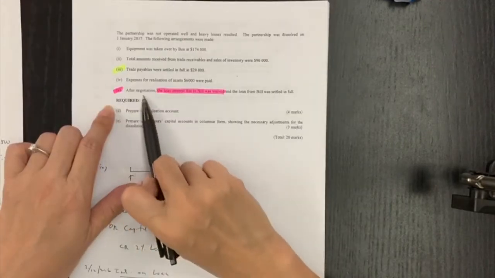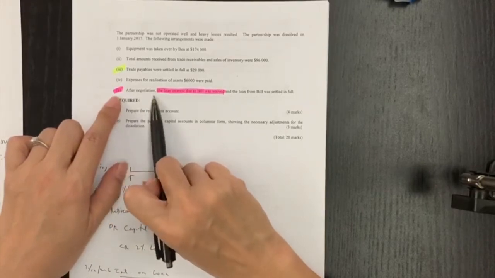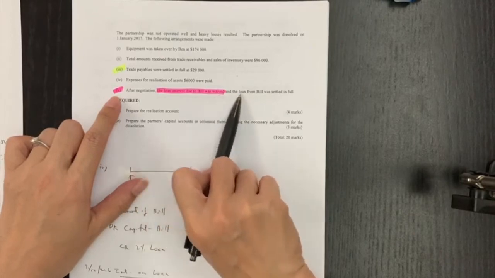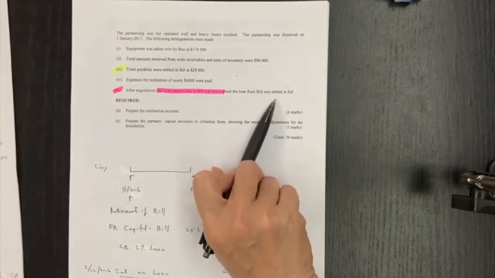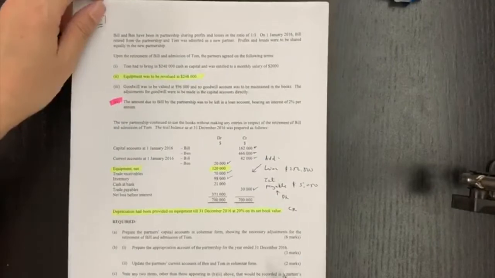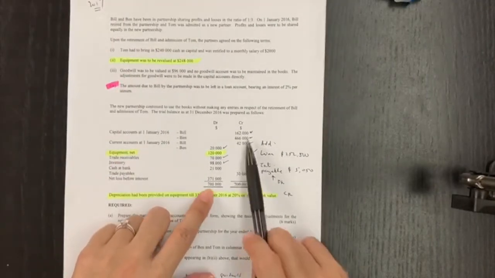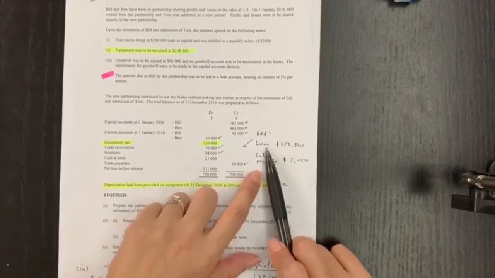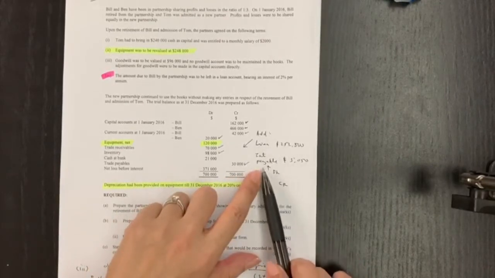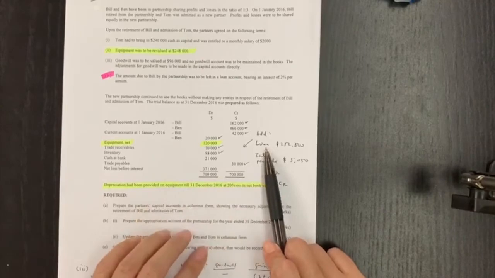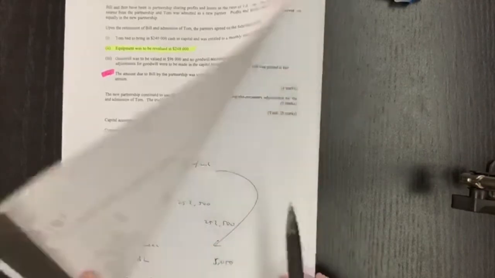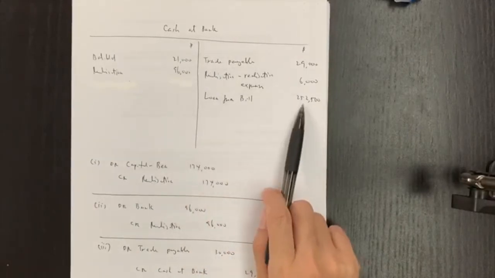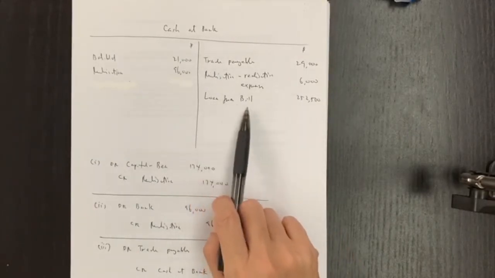Okay, now we come to the last point, which is also quite difficult. So after negotiation, the loan interest due to Bill was waived and the loan from Bill was settled in full. So let's check what we have left in the trial balance. Actually, we have closed all things here and two things left, that is loan from Bill, and then we have interest payable. So for this, how do we settle that? By paying money. Therefore, I need to credit cash at bank here, paying money to settle loan from Bill.